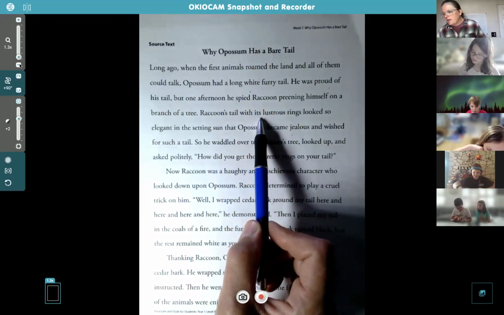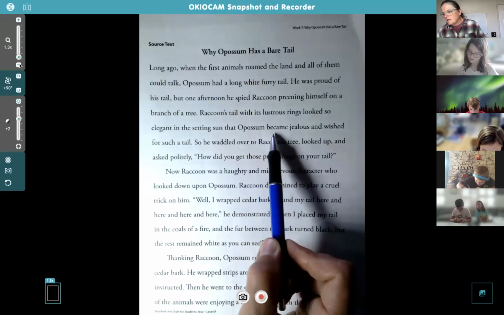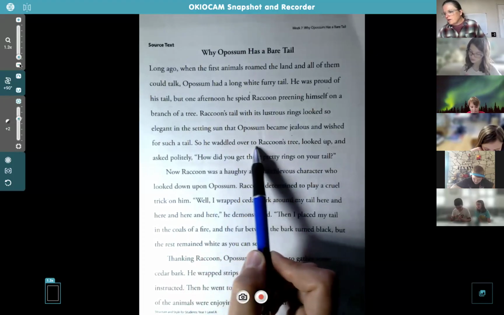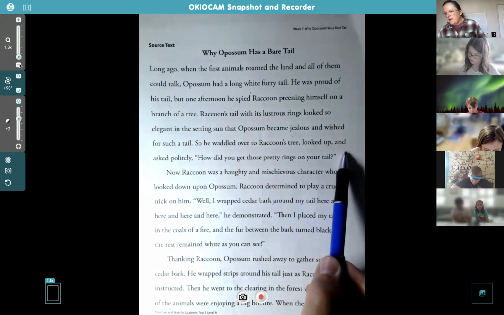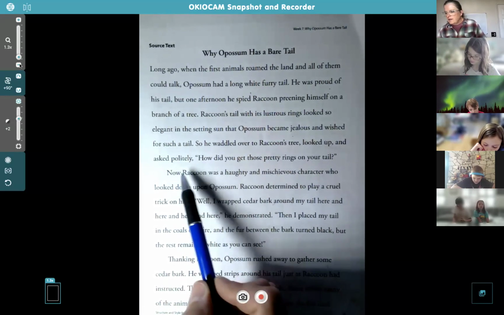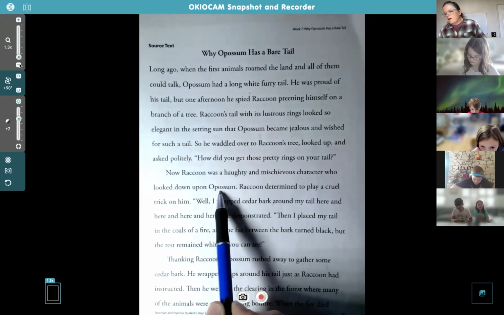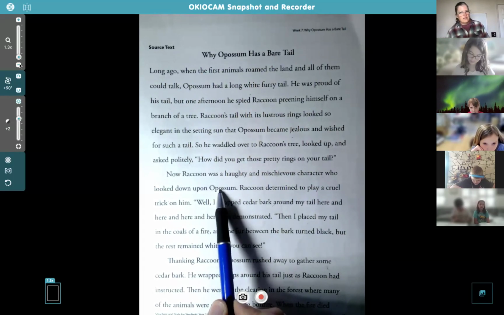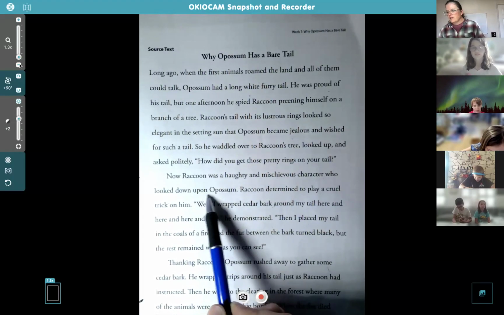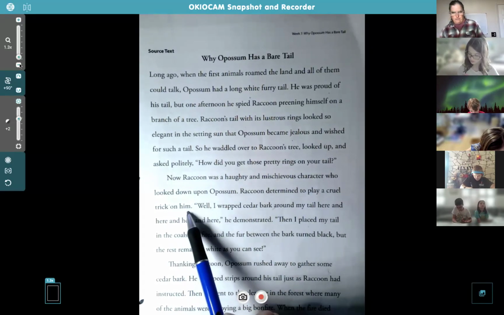Raccoon's tail, with its lustrous rings, looked so elegant in the setting sun that Opossum became jealous and wished for such a tail. So he waddled over to Raccoon's tree, looked up, and asked politely, "How did you get those pretty rings on your tail?" Now, Raccoon was a haughty and mischievous character who looked down upon Opossum. That just means like Raccoon was like all that. Like he was like, I'm the best. Okay. So he looked down on Opossum. Raccoon determined to play a cruel trick on him.